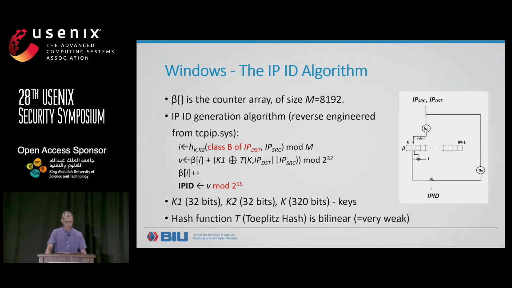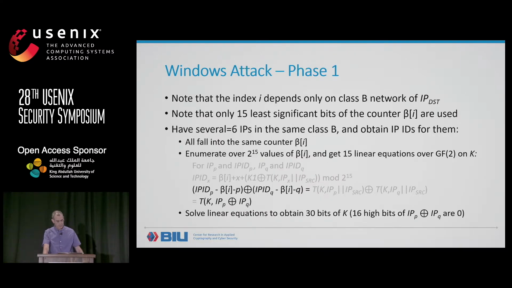And this T function over there is the Toeplitz hash function, which is a bilinear function, which again comes in very, very handy because it's extremely weak. So we attack Windows in two phases. In phase one, we know that since the index I into the array of buckets depends only on the class B of the network destination IP address, and since only the 15 least significant bits of the counter are used, we take several, like 6 IP addresses in the same class B. The attacker needs to set up those addresses in the same class B. It's quite trivial. I did it in Azure very easily.